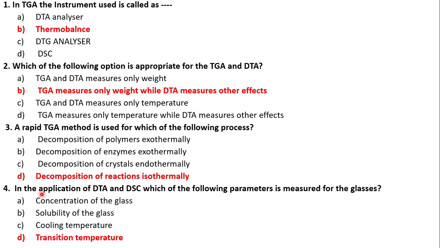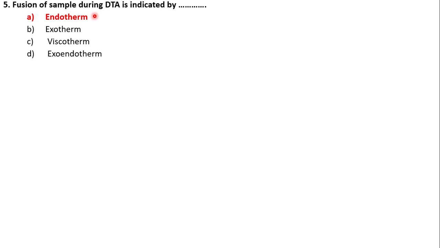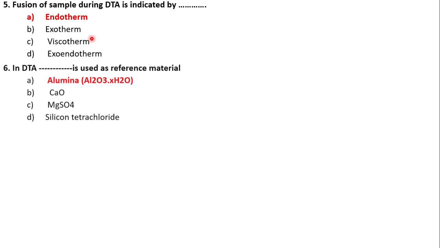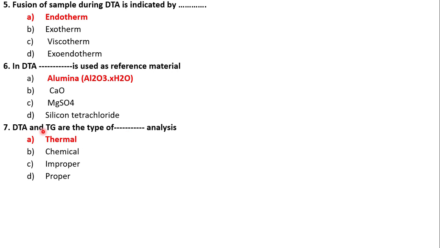Fourth one, in the application of DTA and DSC, which of the following parameters is measured for glasses? Generally for glasses, we use transition temperature. Fifth one, fusion of a sample during DTA is indicated by an endotherm. In DTA, alumina is used as reference material. DTA and TG are types of thermal analysis.